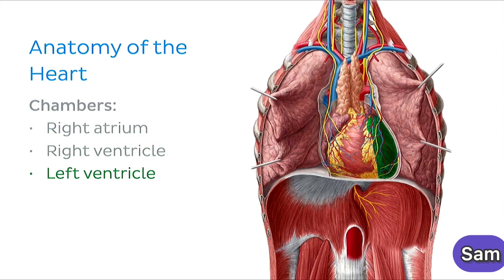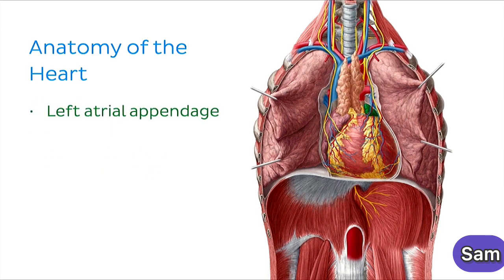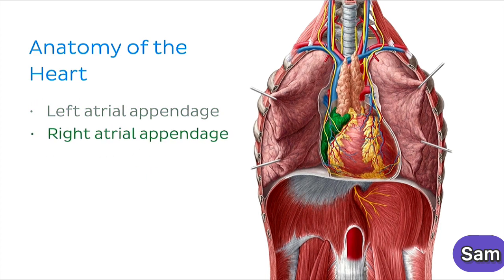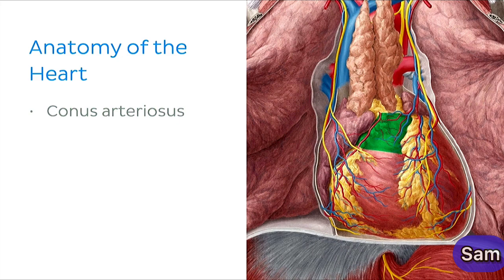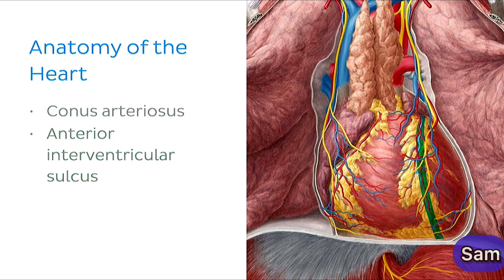We also looked at the left atrial appendage and the right atrial appendage. Finally, we looked at some external features of the heart, and these included the conus arteriosus, the anterior interventricular sulcus, and the apex of the heart.